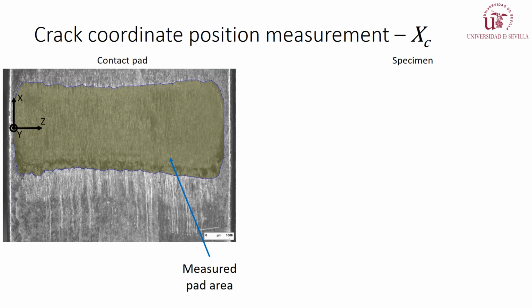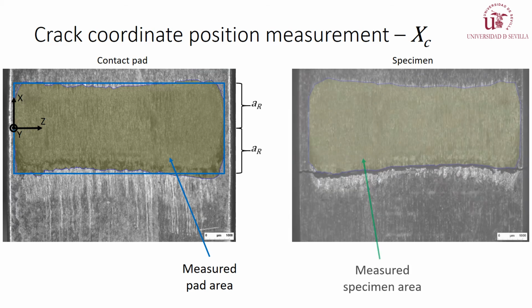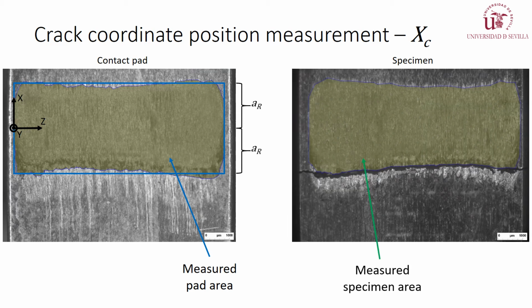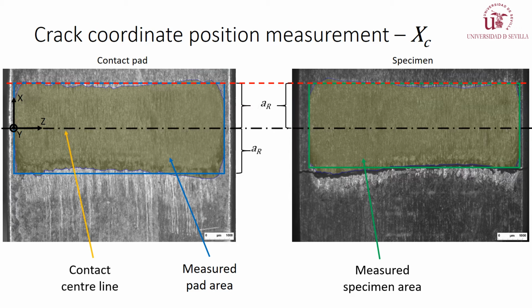Here, the method applied is the same as the one used for the measurement of the contact zone area on the contact paths, where the area was approximated to a blue rectangle to obtain the mean value of 2 AR. The only difference here is that the measurement of the area on the specimen is done up to the crack edge. The green rectangle is the approximation to this area. After the top sides of both rectangles are aligned, it is possible to use the center line of the rectangle to measure the mean value of the x-coordinate of the crack from the center line to the bottom line.